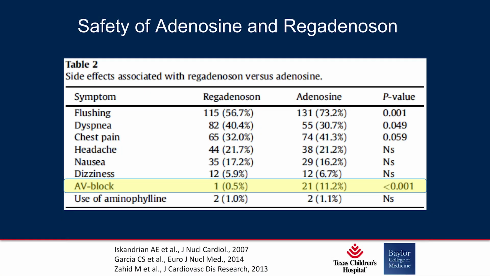In terms of the safety of adenosine and regadenoson, the one area that I would highlight as the advantage of regadenoson is because of its selective nature, you don't have nearly the same incidence of bronchospasm or AV block that you may with adenosine, just because it doesn't have nearly the same mechanism of action on all of the adenosine receptors.